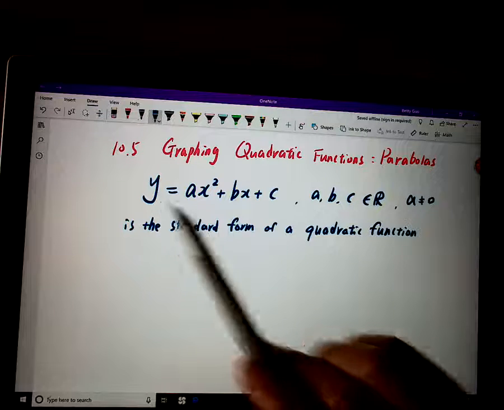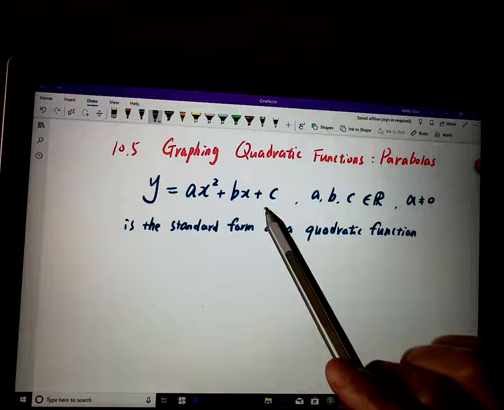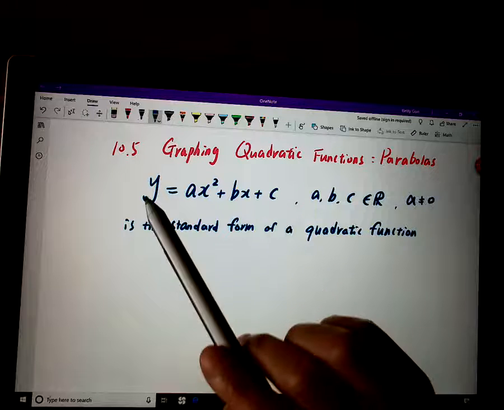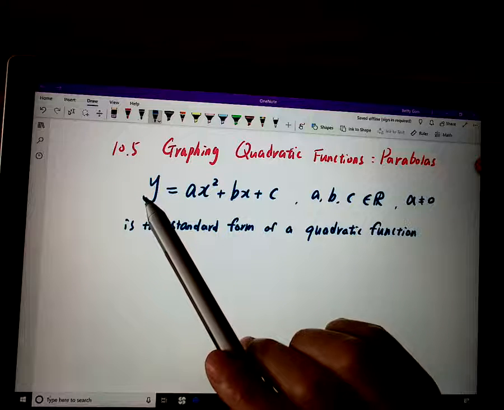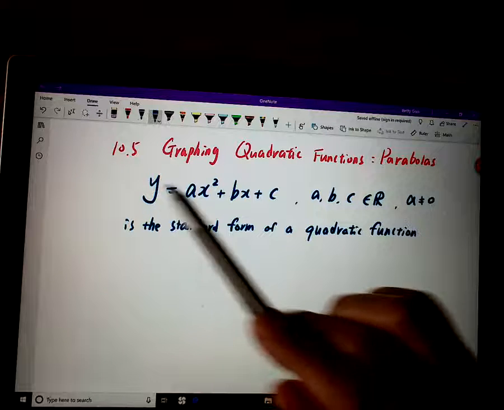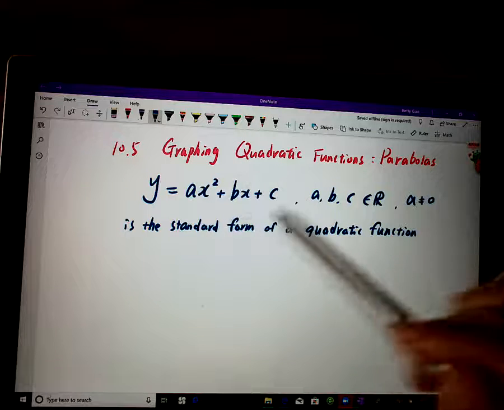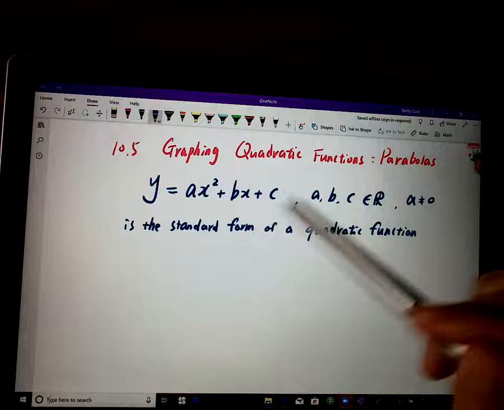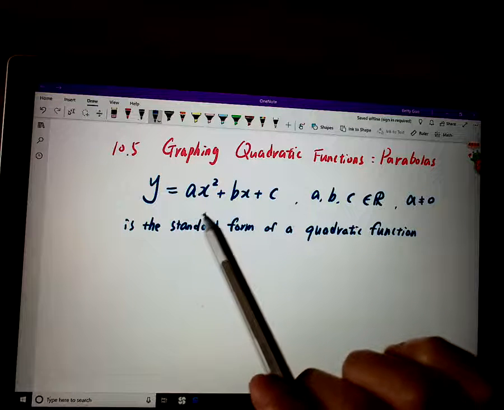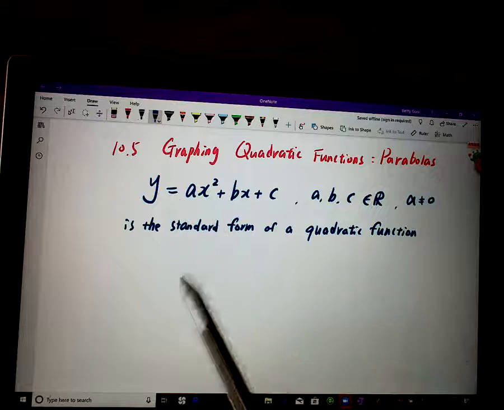A function could be written as an equation. So this is a function. X is the independent variable. X represents all the inputs. Y is the dependent variable. Y represents all the outputs. Y equals ax squared plus bx plus c. At this point, you should be very familiar with this trinomial. So this function is a polynomial function. Because the degree is 2, we call this function a quadratic function.